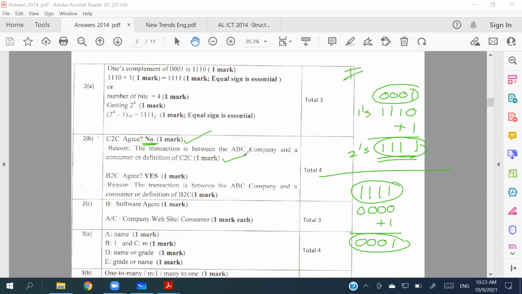And when it comes to the B2C, the second one, it is saying selling tablet PCs to consumer is taken as B2C. So that proves the thing that we have discussed earlier. So it is B2C. ABC company is a business and the other party is the consumer. So it happens from business to consumer, right? So we consider it as a B2C one, right? So for that explanation, 1 mark is given, right? So you can collect 4 marks for that if you got everything correct.